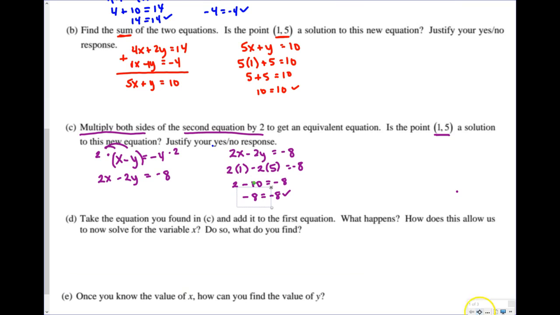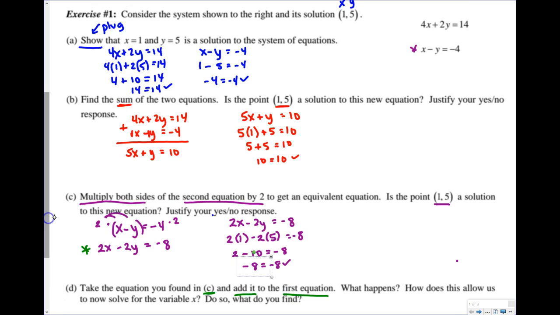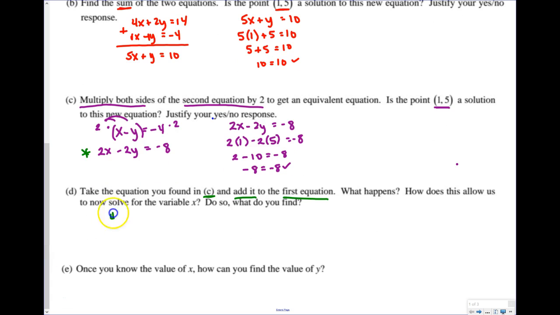Now part D says, take the equation that you found in C. So here's the equation we found in C, right there, highlighting with green, and add it to the first equation. Okay, so here's my first equation right there: 4x plus 2y equals 14. And it wants me to add this new equation, 2x minus 2y equals negative 8.